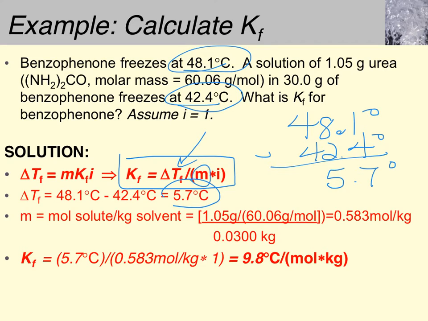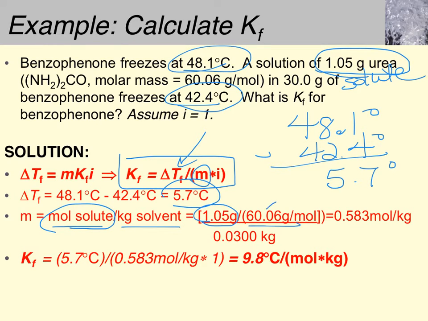And now we have to calculate molality. The formula for molality is moles of solute over kilograms of solvent. So let's see, all we know is the grams of the solute that we have. Okay, 1.05 grams of urea. We've got to convert that to moles, because to get molality you need moles of solute on top. So 1.05 grams divided by the molar mass of urea, which they were nice enough to give you. That would give us the moles of urea, divided by kilograms of solvent.